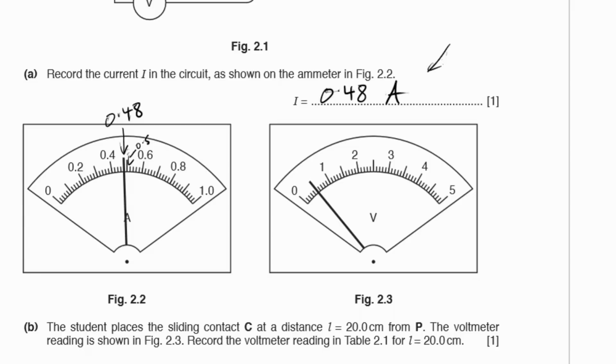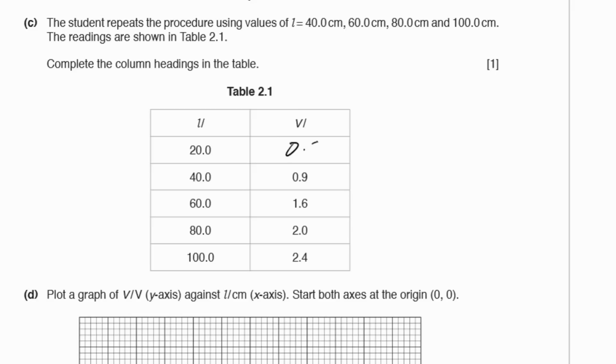B. The student places a sliding contact C at a distance L equals 20.0 centimeters from P. The voltmeter reading is shown in figure 2.3. Record the voltmeter reading in table 2.1 for the value of L. Okay, now looking at our voltmeter, this is pretty much reading exactly 0.5 volts. So let's write that into our table. There we go, 0.5 volts. The student repeats the procedure using a bunch of different readings, and we get this table underneath.